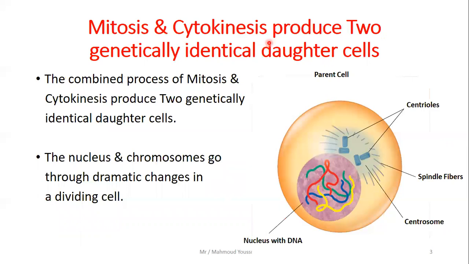Then we come to mitosis and cytokinesis, which produce two genetically identical daughter cells. The nucleus and the chromosomes go through dramatic changes in cell division. So this is a cell, this is the nucleus. Keep in mind that we have centrioles and spindle fibers. These are the centrioles and centrosome. This is the parent cell.